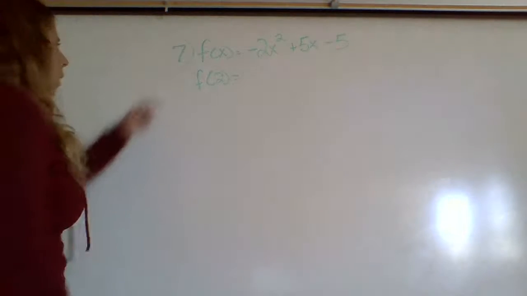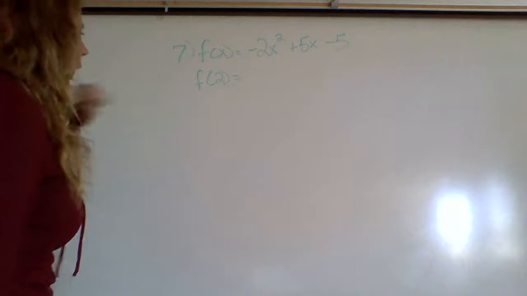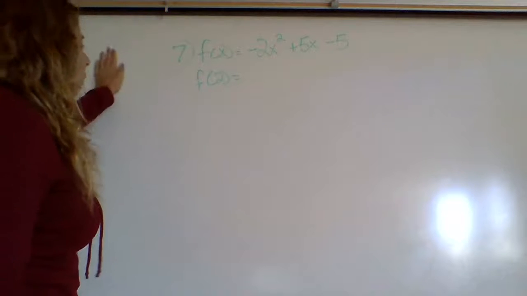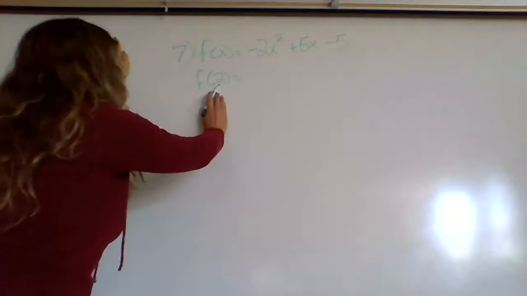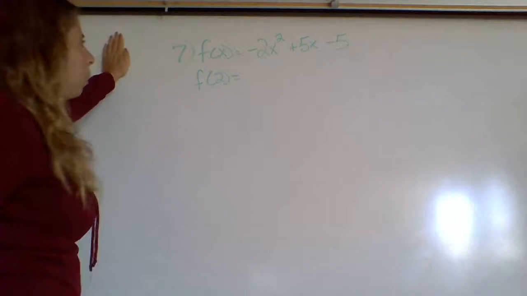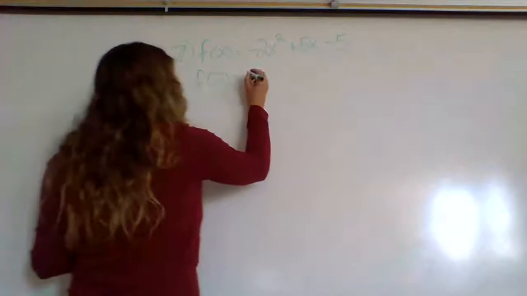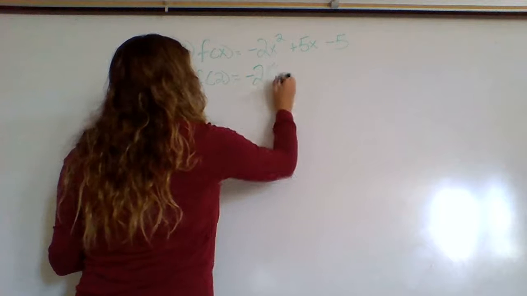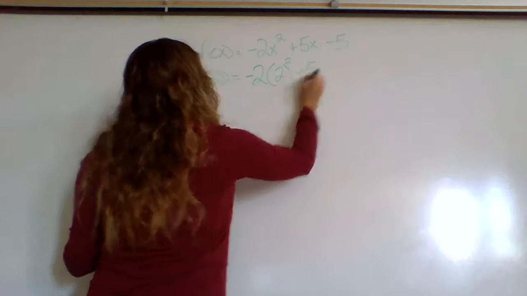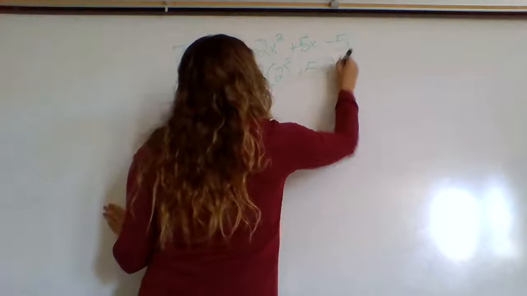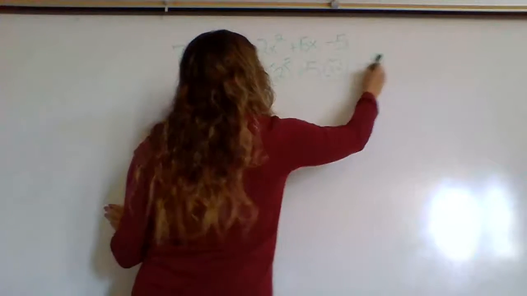So they give you an equation and solve for the given value. So we have to solve for f of 2. That means that x is equal to 2, and so I'm going to substitute 2 in everywhere I see an x. Negative 2, substitute it in, plus 5, substitute it in, minus 5. Just rewrite that.